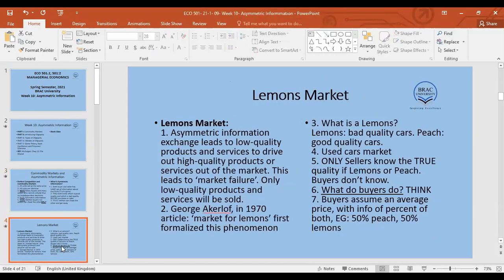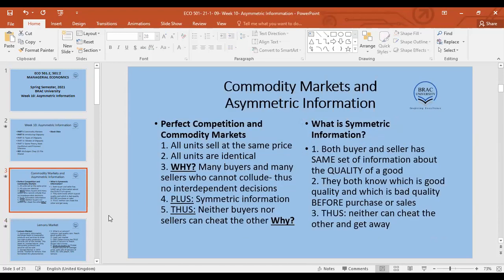Now, today what we are going to do is break this symmetric information. How did we define symmetric? Both of them have the same set of information. That means 50% and 50%. Now, if it is asymmetric, either sellers know more than the buyers about the true quality, or buyers know more about the true quality than the sellers. Then it will be asymmetric information. Once information is not symmetric, the party that has better information about the quality of the product can cheat the other party.